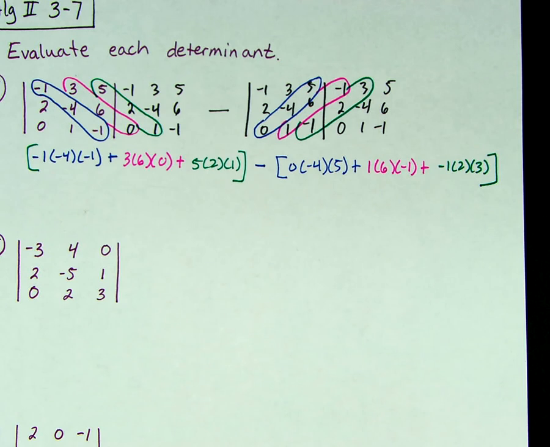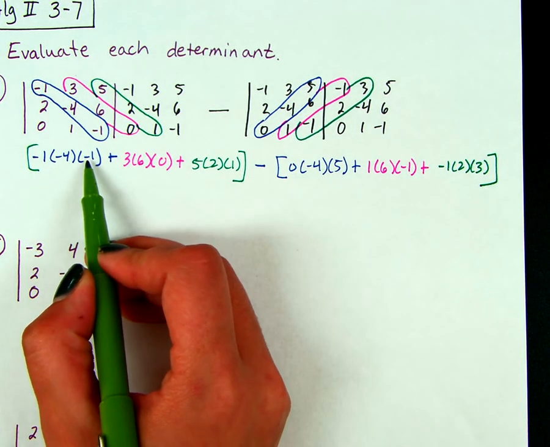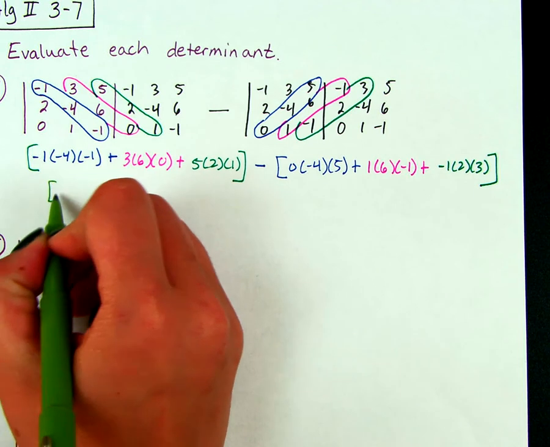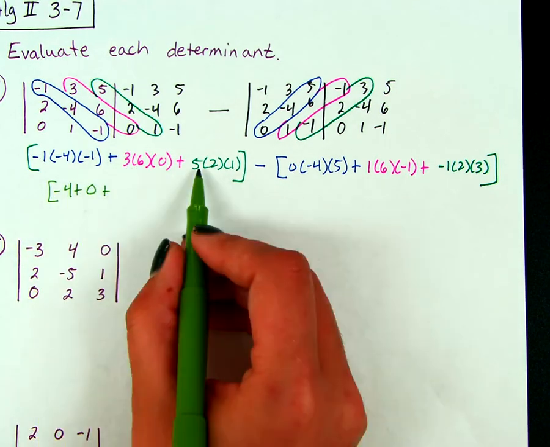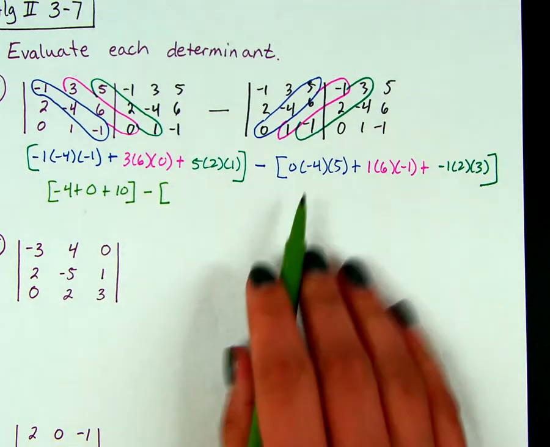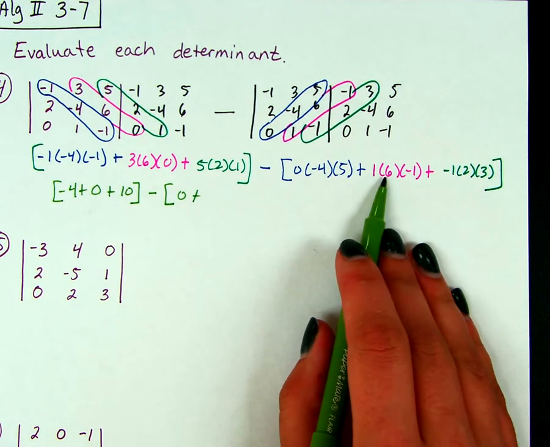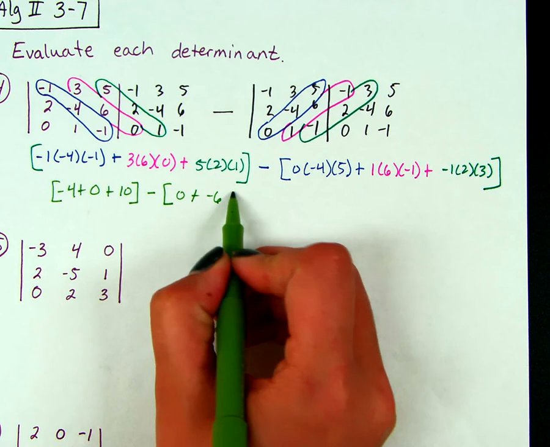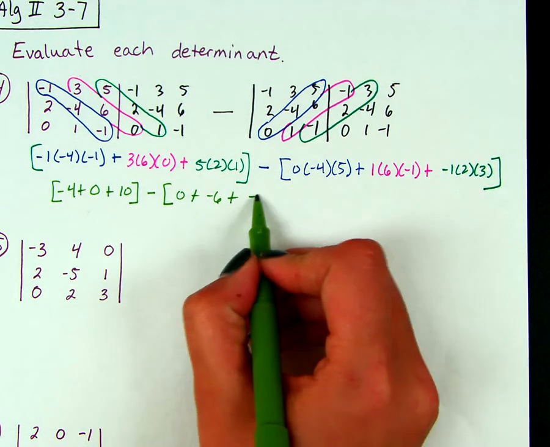So again, we're just going to go through and simplify. So -1 times -4 is 4 times -1 is -4. And then 3 times 6 times 0 is 0. 5 times 2 is 10, times 1 is still 10. And then again, we're subtracting. So 0 times anything is going to be 0. 1 times 6 is 6, times -1 is -6. And -1 times 2 is -2, times 3 is -6.